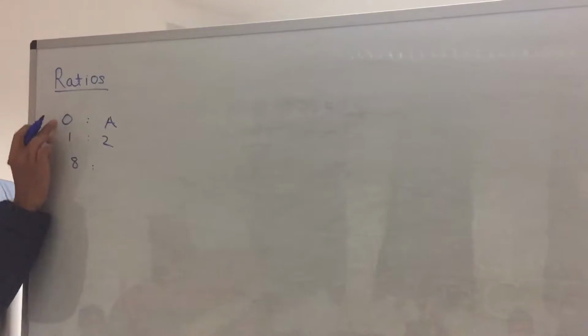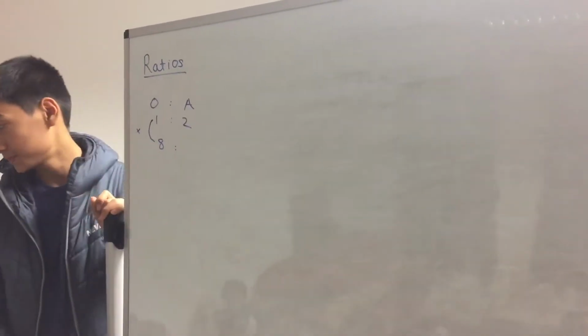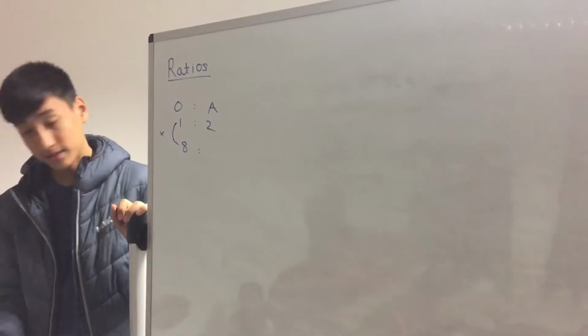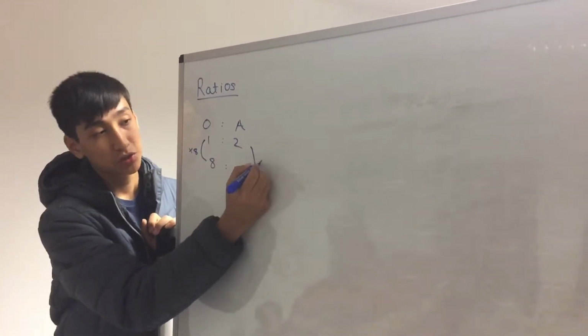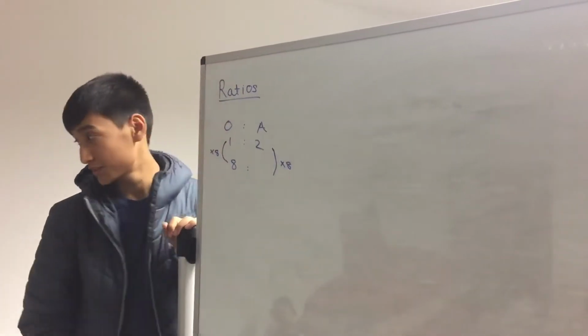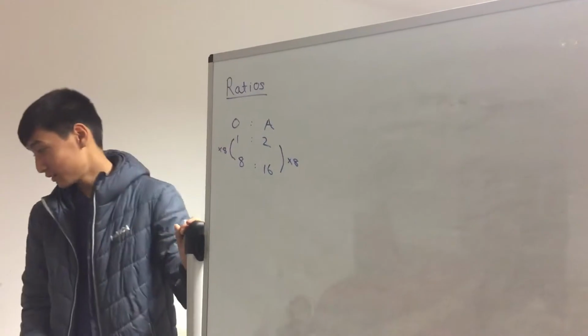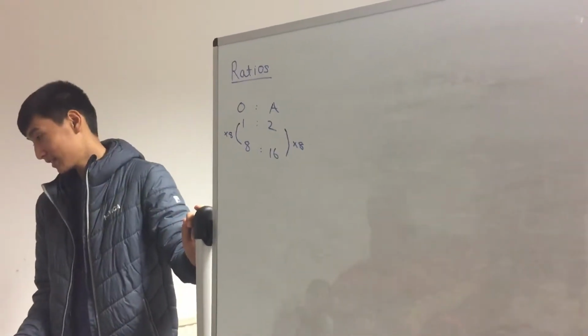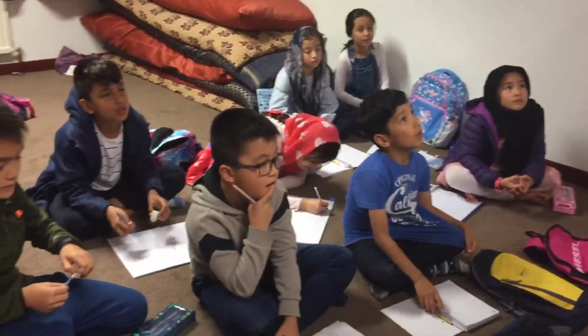Because for my oranges, from 1 to 8, what have I multiplied it by? 8. Yeah? So we do the same on the other side. We do 2 times 8, which gives us 16. Does everyone understand that? Yes. Okay.